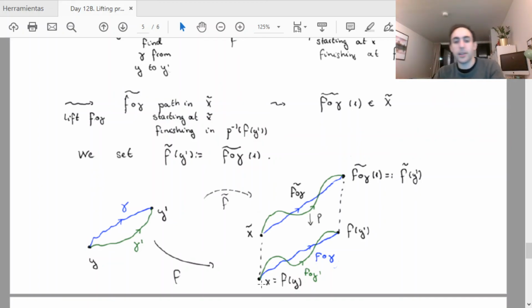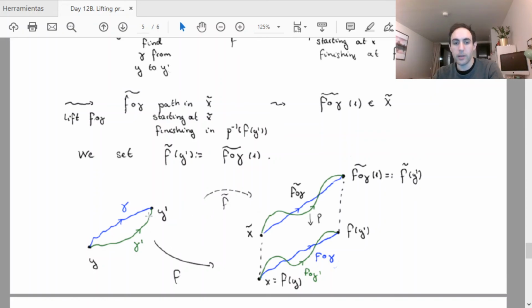I know lifts exist, and I can pick as my favorite starting point x tilde. So I lift f gamma to some f gamma tilde. This is this blue thing. And as such, this automatically provides a lift of f of y apostrophe to the endpoint of f gamma tilde at 1. And this I will call f tilde of y apostrophe. All right.